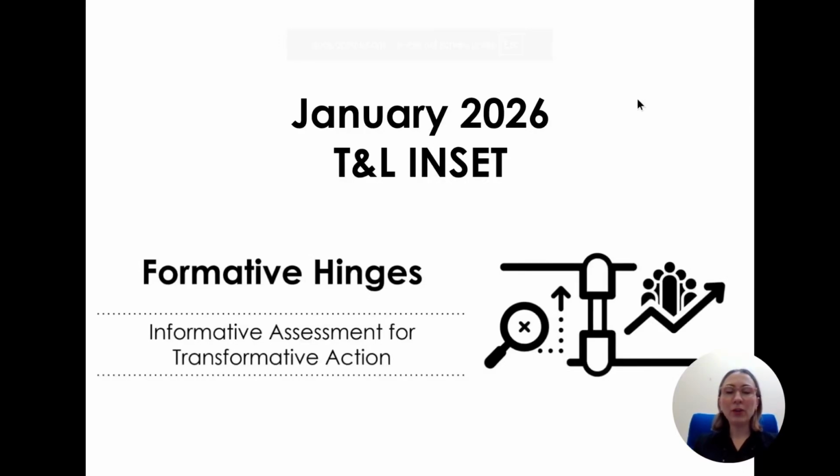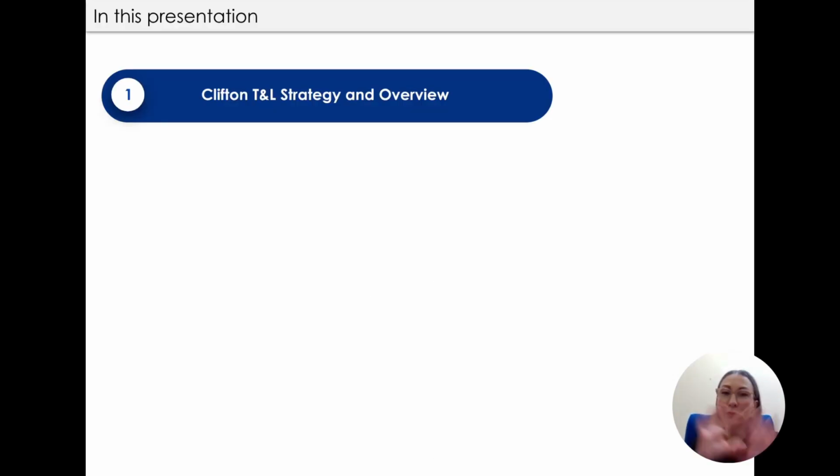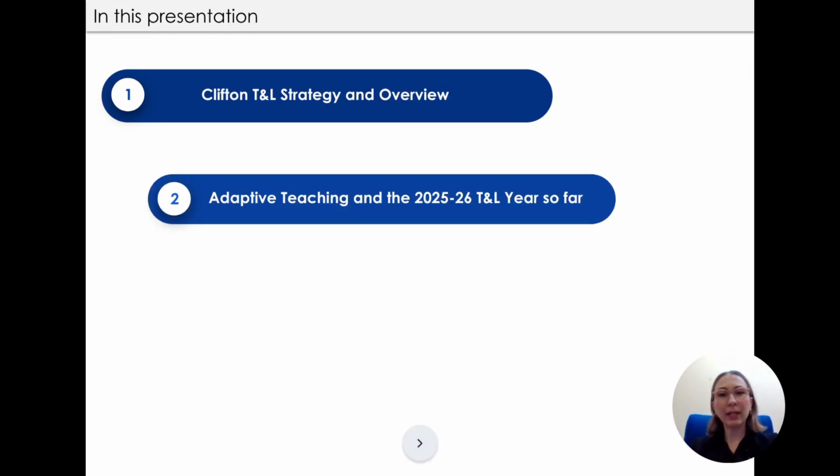So our focus at Clifton College for our Lent term 2026 is about hinge-point assessments. We are looking at adaptive teaching across the whole year, and we are moving towards looking at really crucial assessments of all pupils and how we can best design them. I'm going to go over our college strategy and where we've been before, just to set the scene.